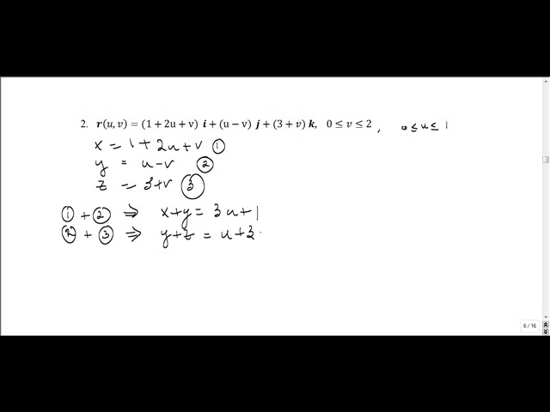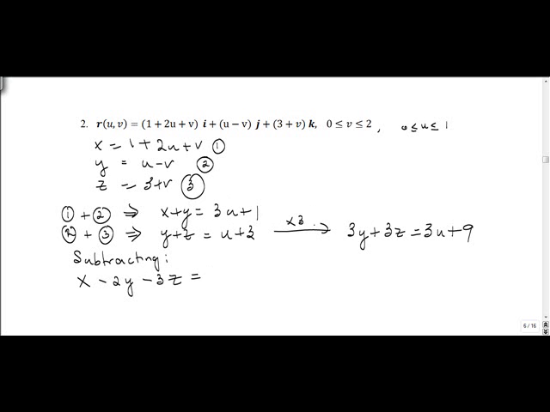So now, are we getting somewhere? We still have one parameter left, u, so we're going to try to eliminate u. I'm going to multiply the second equation by 3: 3y plus 3z equals 3u plus 9. And then I'm going to subtract the two equations. What do we get? We have an x, good. Then y minus 3y is minus 2y. Then minus 3z. The 3u's go, and 1 minus 9 is minus 8.